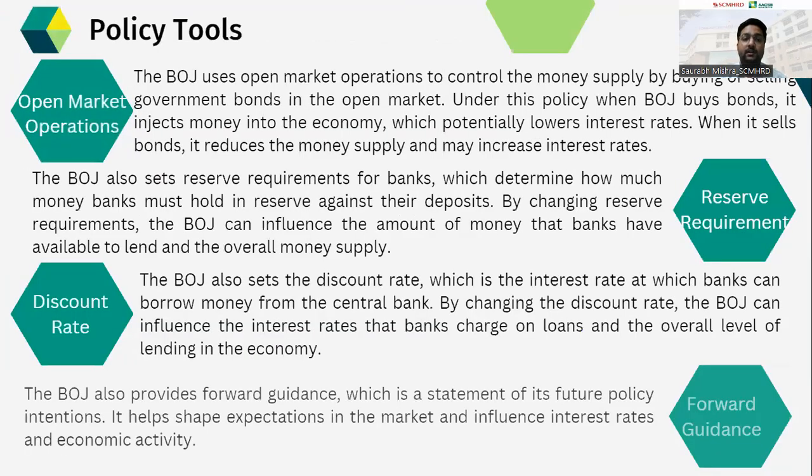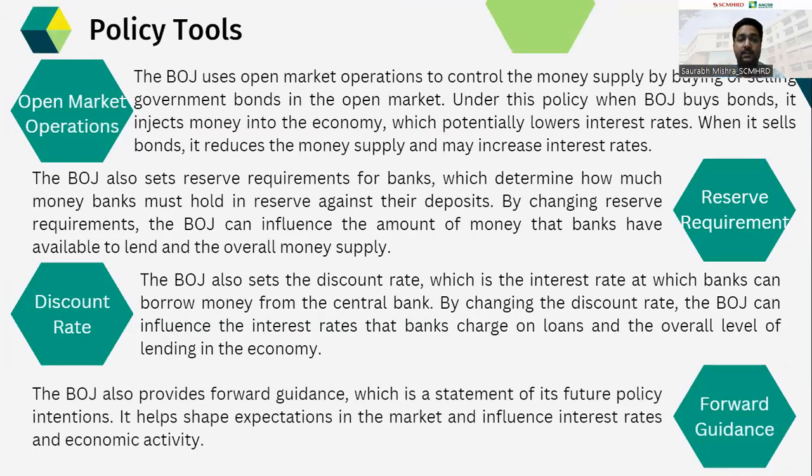Now we'll discuss some policy tools. First of all, open market operation. The Bank of Japan uses open market operations to control the money supply by trading government bonds in the open market. Under this policy, when the Bank of Japan buys bonds, it injects money into the economy, which potentially lowers interest rates. And when it sells bonds, it reduces the money supply, which increases interest rates.